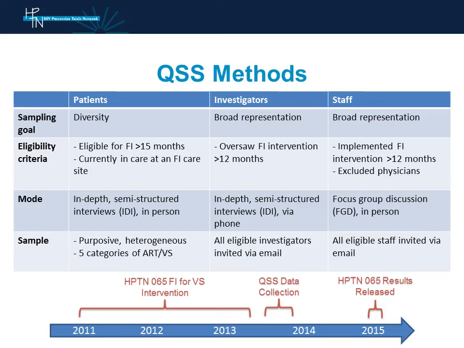The bottom of the slide shows a timeline of both the parent study and the sub-study. So as you can see, the financial incentive intervention was conducted between 2011 and 2013. And qualitative sub-study data were collected after that intervention had ended, but before the HPTN 065 study results were analyzed or released. And this timing was intentional, as we did not want the outcome of the study to bias participants' retrospective opinions or recollections of their experiences with the intervention. Next slide.